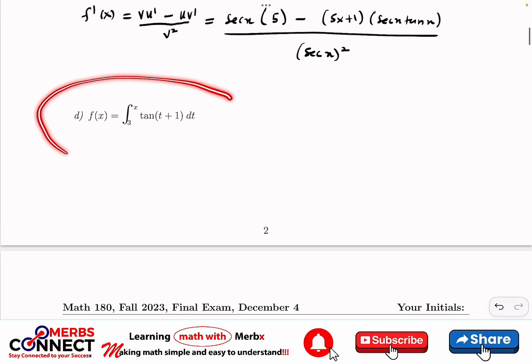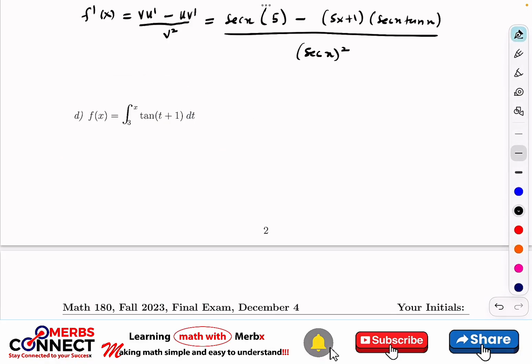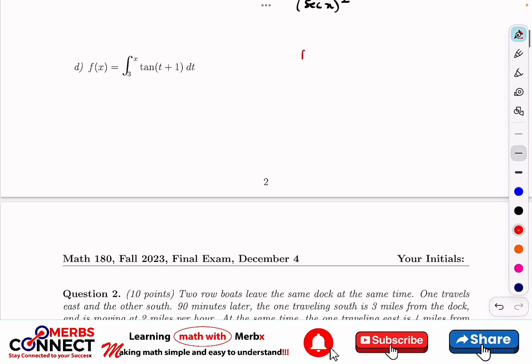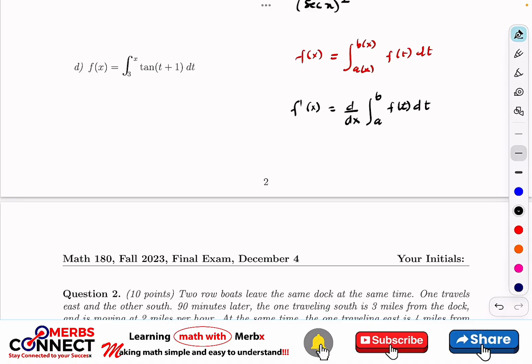That's why I'm going to give you a shortcut, or let me say a formula, that's really going to help you do this. Let's assume that I have a function f of x which is equal to the integral from a of x to b of x of f of t dt. If I want to differentiate this function, f prime of x is going to be equal to d over dx of the integral from a to b of f of t dt, right?